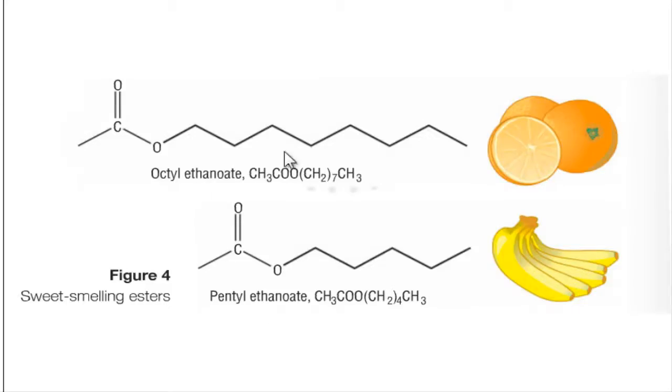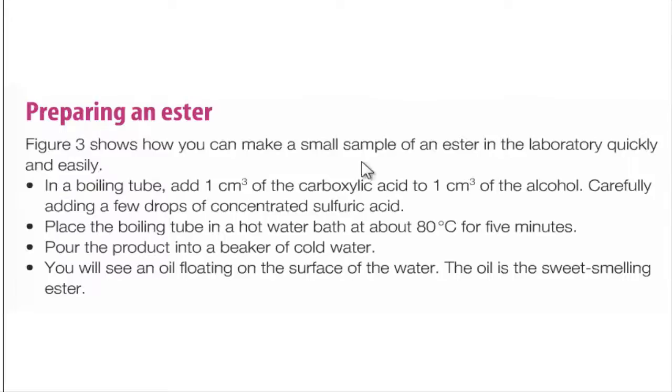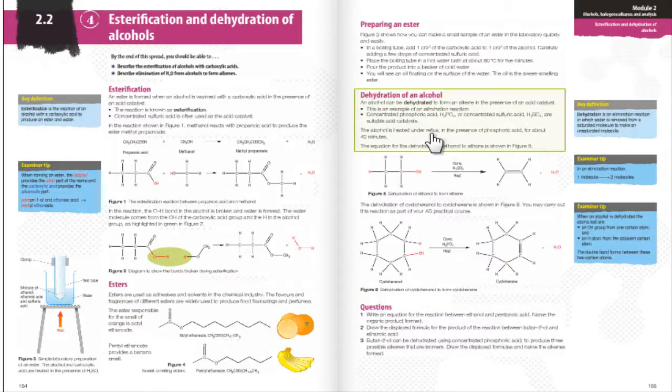Also, esters are present in bananas and oranges. This is octyl ethanoate, so you have 1, 2, 3, 4, 5, 6, 7, 8 carbon atoms, so that's where you get the octyl from, and the ethanoate group is this particular functional group here, and pentyl has 5 carbon atoms. And we went through that preparation of an ester.